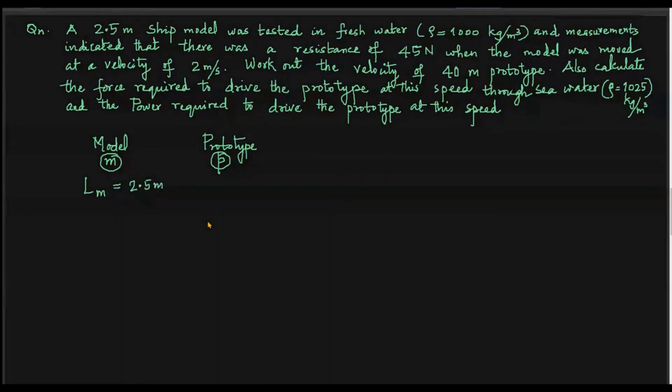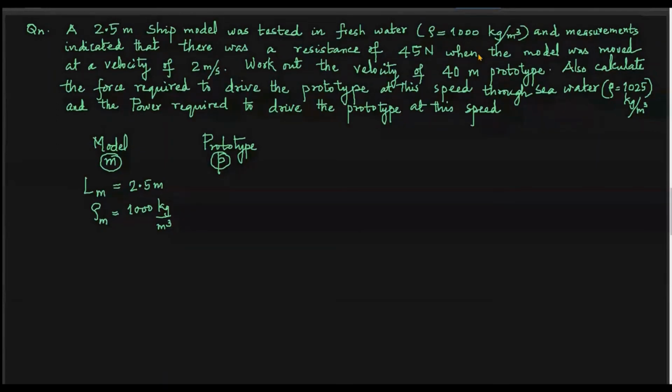The 2.5 meter ship model was tested in fresh water. So the density rho is equal to 1000 kilogram per meter cube, and that is applicable for the model because the model is tested in fresh water or pure water. You can write rho of the fresh water as rho suffix M, because it is not the density of the material of the model, but the density of the water in which the model is tested. That's very important.